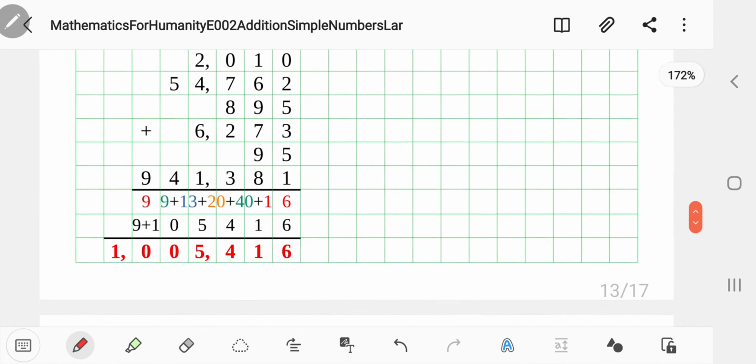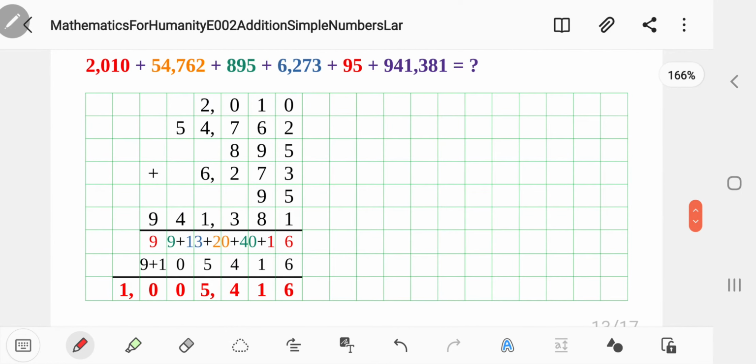This is the colored calculation of the same example as before. So you add 2010, 54,762 plus 895 plus 6,273 plus 95 plus 941,381, and you do the process that we did, and you'll get 1,005,416.